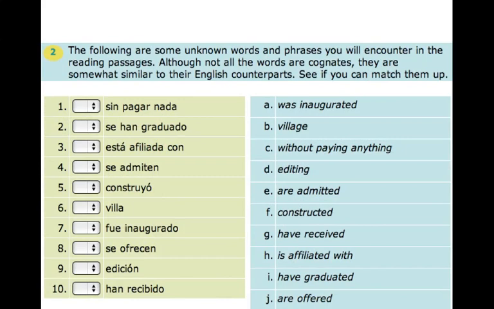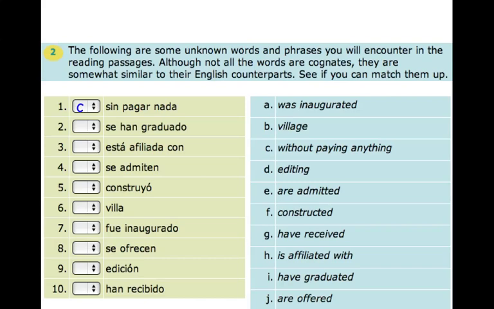Now, the following are some unknown words and phrases that you'll encounter in the reading. Although not all the words are cognates, they're somewhat similar to their English counterparts, so see if you can match them up. Take a look at número 1, sin pagar nada. A, B, C, D, E, F, G, H, I, or J. ¿Qué significa sin pagar nada? Say, without paying anything. They have a double negative in Spanish. They say without paying nothing.